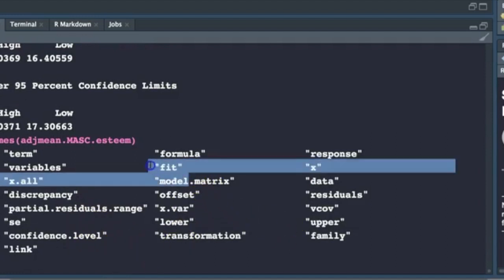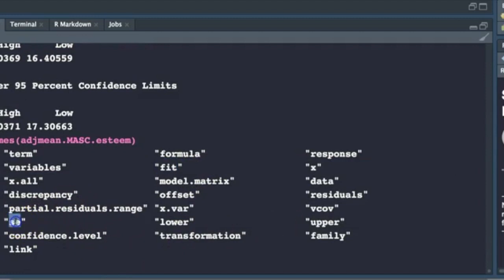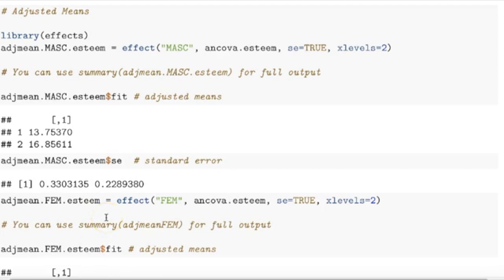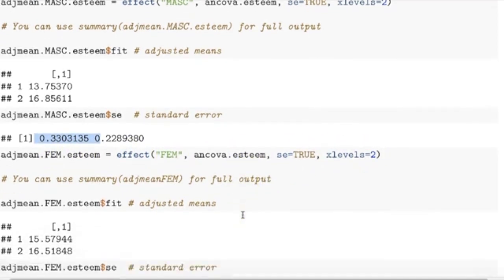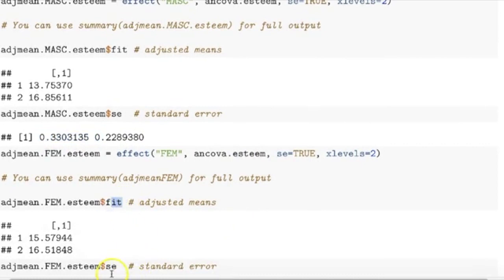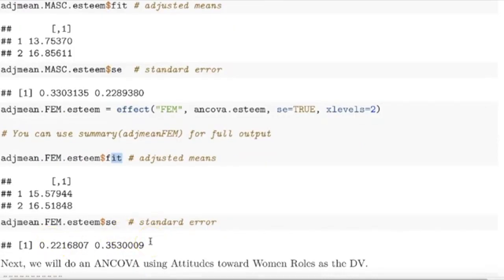So I am interested in fit, and I'm interested in standard error just for reporting purposes. So that's what I do here. I have adjusted.mean.masculinity.esteem, and then I do $fit. And then it gives me the adjusted means for high and the adjusted means for low. And it does the same thing for standard error, high and then low. I did the same for femininity, same syntax over here. I asked for the adjusted means and for the standard error, and that's what it would look like.